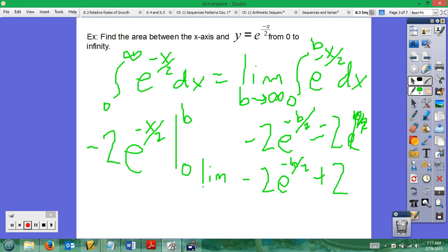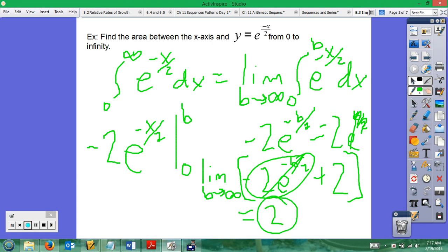But don't forget, we're taking the limit as b approaches infinity. So we're really looking at this thing and just picturing an infinity plugged in. Now, if you look at that exponent, b, if that was an infinity, it'd be e to the negative infinity. A negative exponent reciprocates, so e to the negative infinity is basically 0. So this whole first term right here goes to 0. Final answer, 2. So it actually has a value, and that value is 2 for that total area.